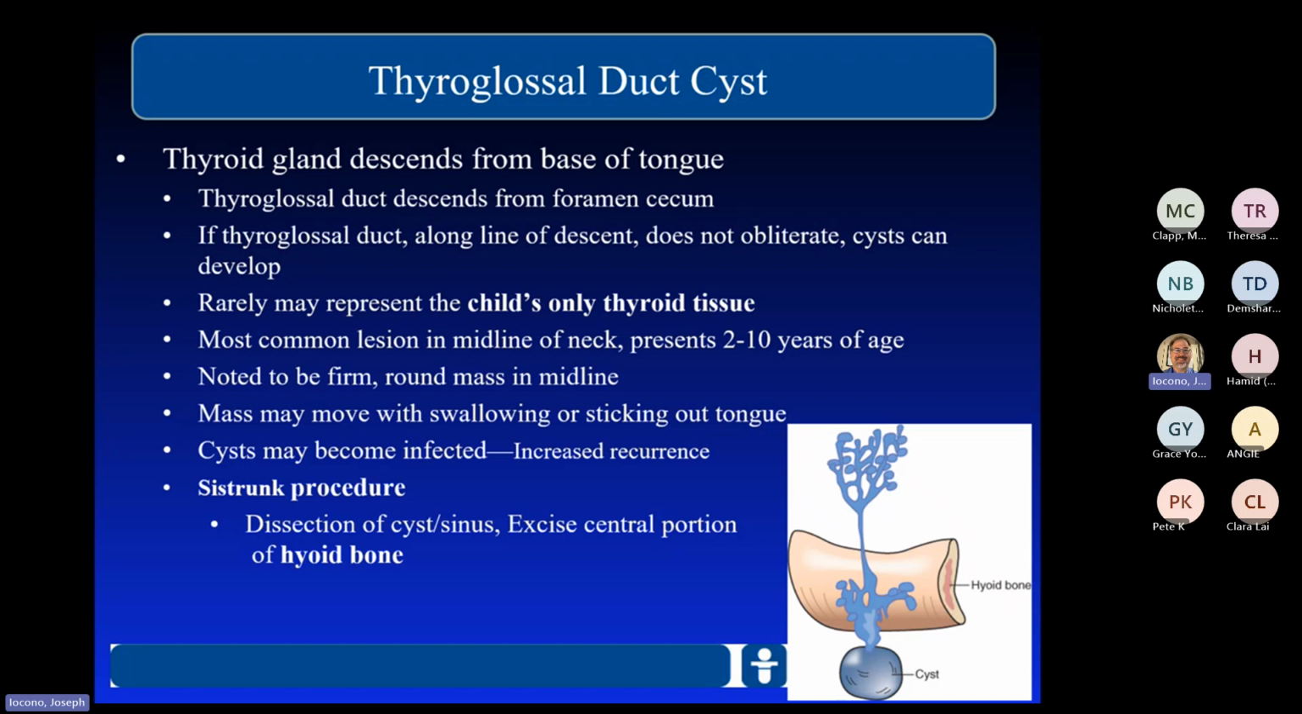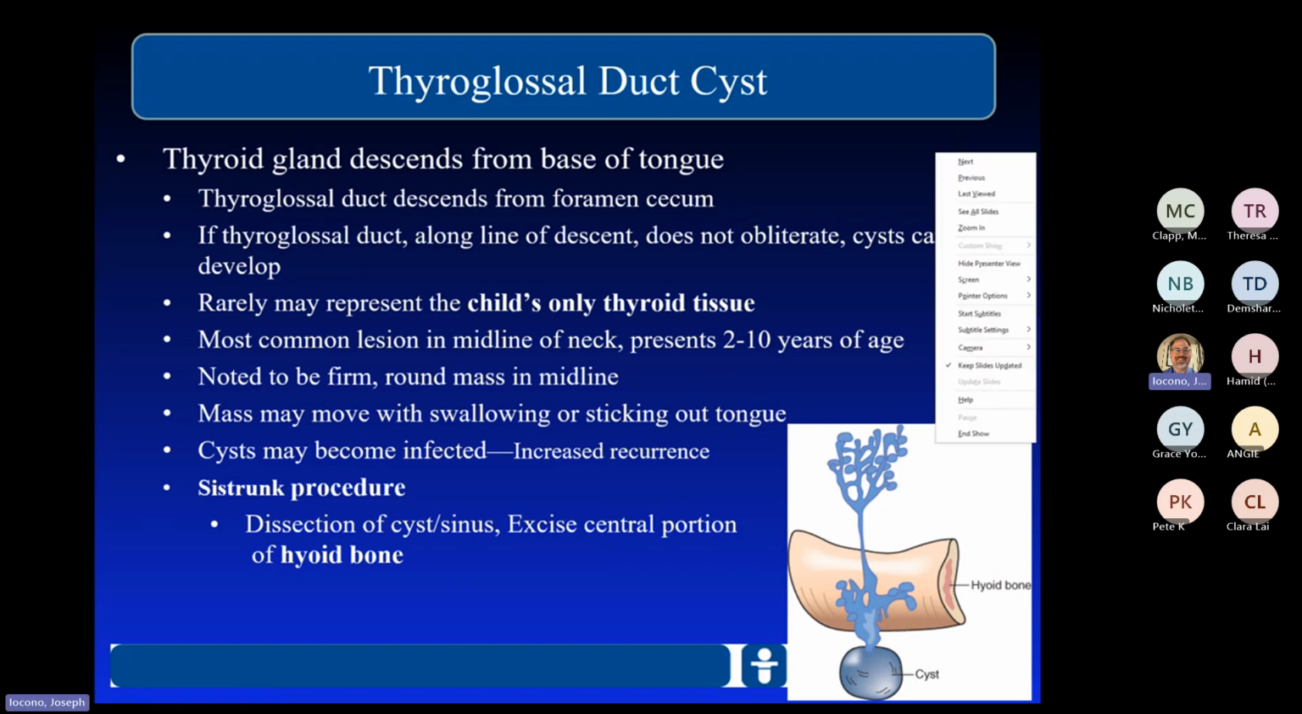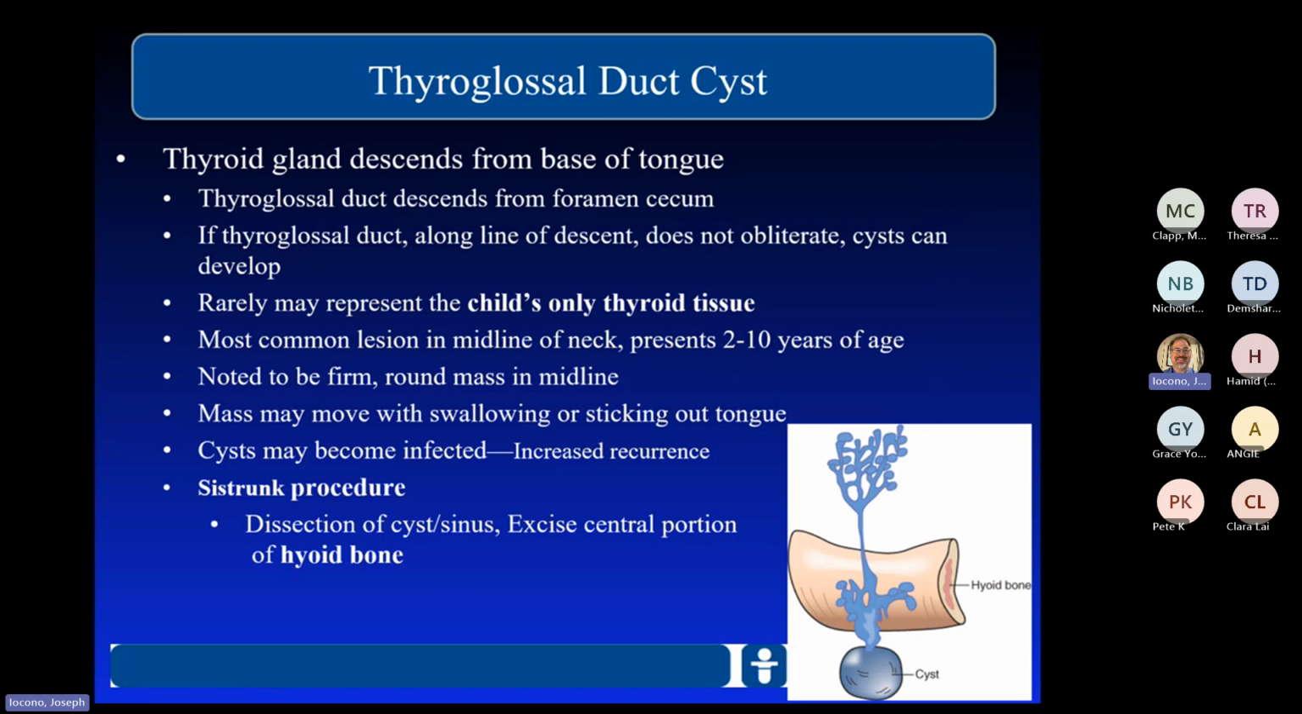If it's a 4 or 5-year-old, it's not their only thyroid tissue because they would have had a problem much earlier. They're firm. They usually present between ages 2 and 10 years, but can present at any age. I've actually got one of these on one of my tests in an adult. They do move when you swallow or stick out the tongue. So if you see that, that's another little hint in the vignettes. They can become infected. If they become infected, they have an increased recurrence rate. The Sistrunk procedure is what you do. You have to take out the cyst, a section of the hyoid bone, as well as the distal cyst.